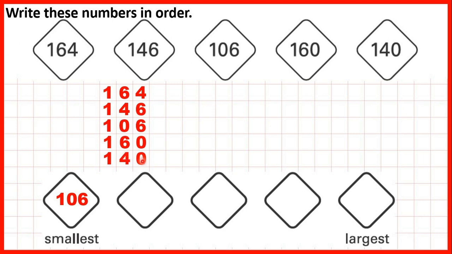To see which, let's look at the ones. Here we have 0, but here we have 6. So this number with 0 will be next smallest, and then this number with 6 ones. So then our two remaining numbers all have 1 in the hundreds and 6 in the tens. But if we look across to the ones, here we have 4 and here we have 0. So that means 160 is next, and then our largest number is 164.